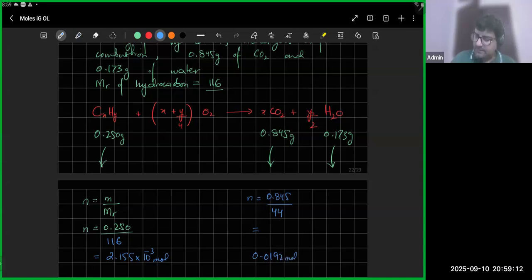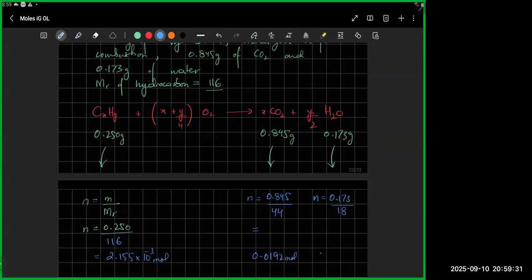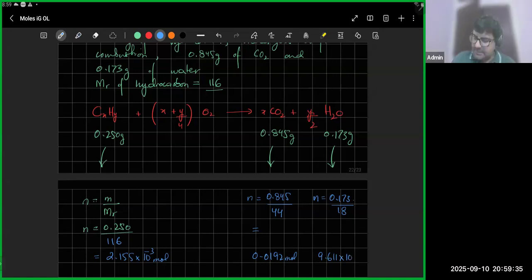And the last one, the moles of water, that's 0.173 grams. Divide by what? Divide by 18, right? So how much do we get? 9.611 times 10 minus 3. So times 10 minus 3 moles, right?